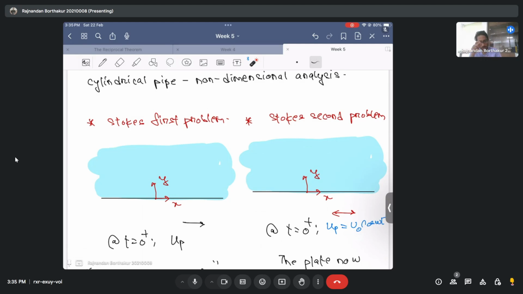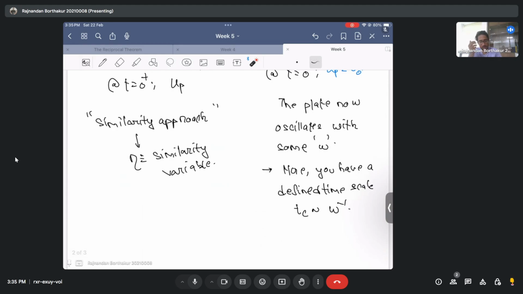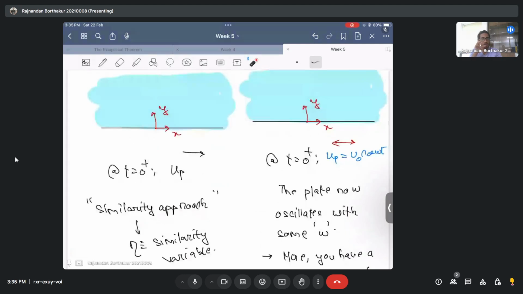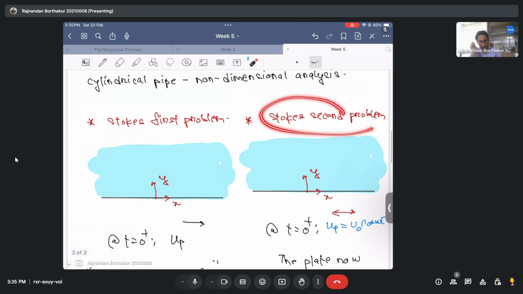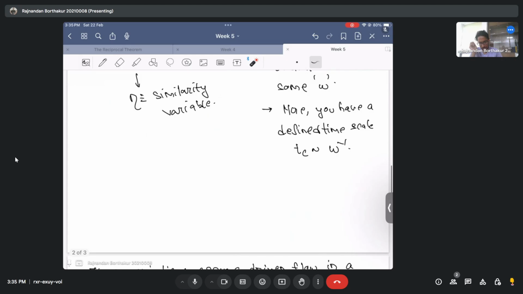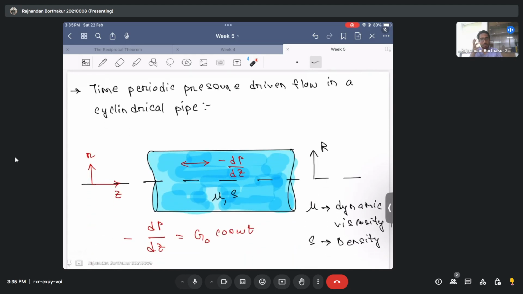Rather, we look for time periodic solutions, because now we have a defined time scale of omega inverse, and of course because the governing equations are linear. So this is the idea behind time periodic solutions. Now we will not solve these two problems, because we already did that. What we will do, drawing motivation from specifically the Stokes second problem, is look at a problem which I call time periodic pressure driven flow in a cylindrical pipe. The analysis will be similar to the Stokes second problem, but the paradigm is different. And this is the problem that we will be solving.